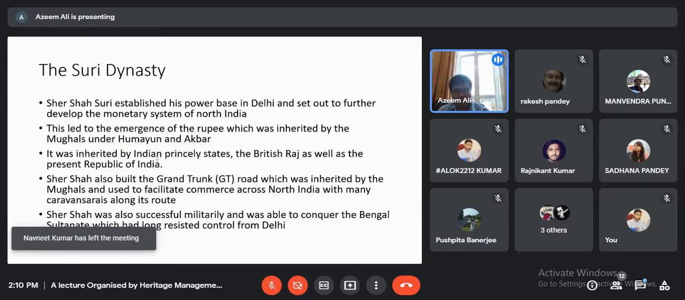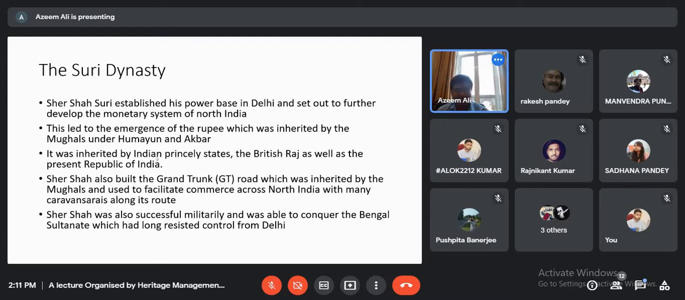And now I'm going to look at the Suri dynasty briefly, because it's very important in the development of numismatics. Sher Shah Suri established his power base in Delhi and developed the monetary system of North India. And this led to the emergence of the rupee, which was inherited by the Mughals under Humayun and Akbar, and which in turn would be later inherited by the princely states of India, the British Raj, as well as the present-day Republic of India.